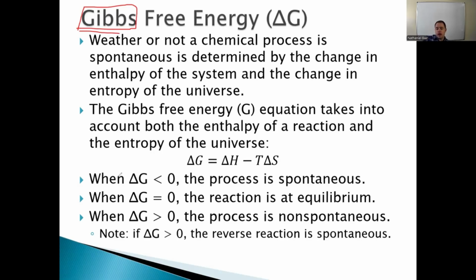Okay, if you have a change in Gibbs free energy that is less than zero, that's a spontaneous reaction. If you have a Gibbs free energy that's greater than zero, then that is a non-spontaneous reaction. That's a reaction that would require some additional help to make it happen. That's a reaction that's not going to want to happen on its own, okay? And if you have a Gibbs free energy that's equal to zero, we say that reaction is at equilibrium.